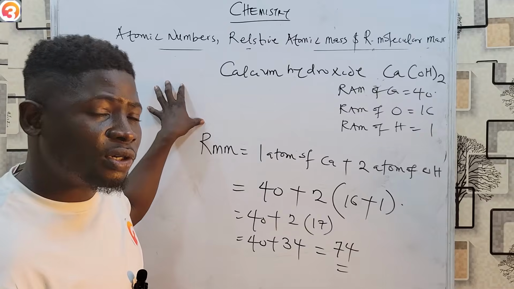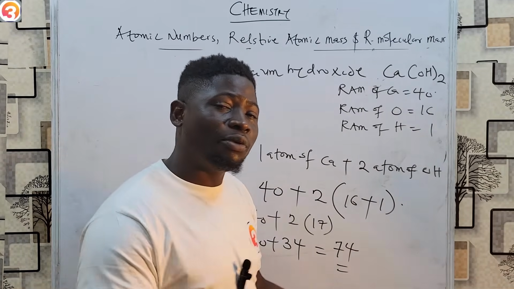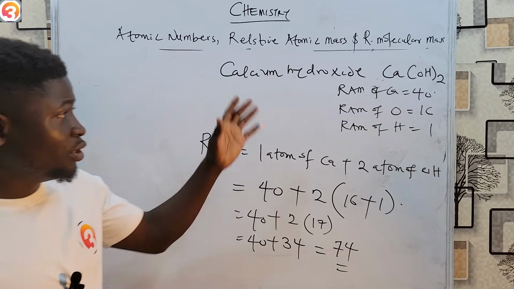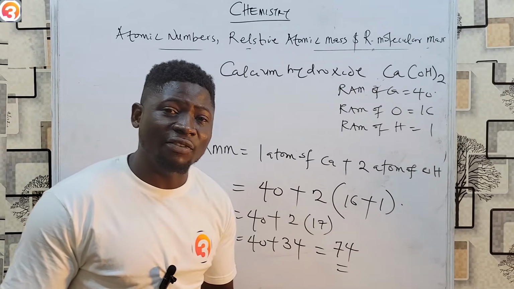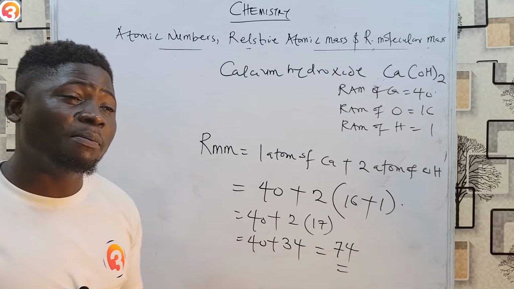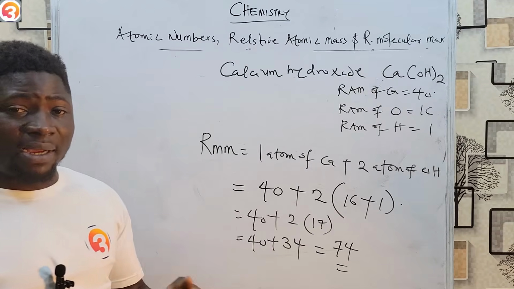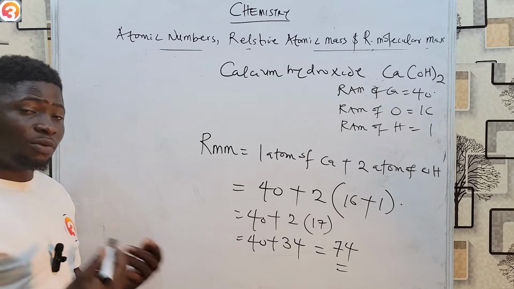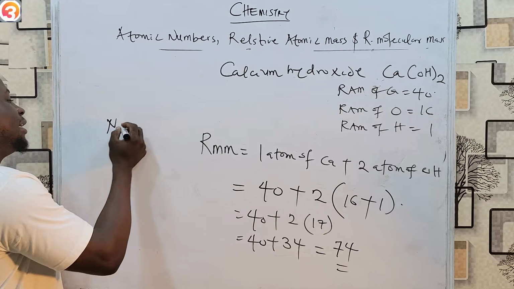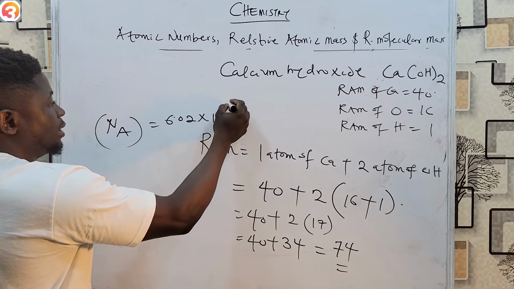Atomic number is the number of protons found in the nucleus of an atom. Relative atomic mass is the sum of the protons and the neutrons. And of course, we'll now see how to calculate the relative molecular mass. The highlight of this is that to convert from atomic mass unit, which is the measurement unit for relative atomic mass, to grams, you divide by the Avogadro's constant, which is 6.02 times 10 to the power 23.